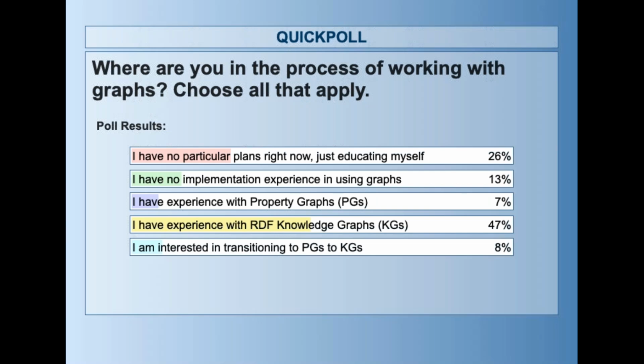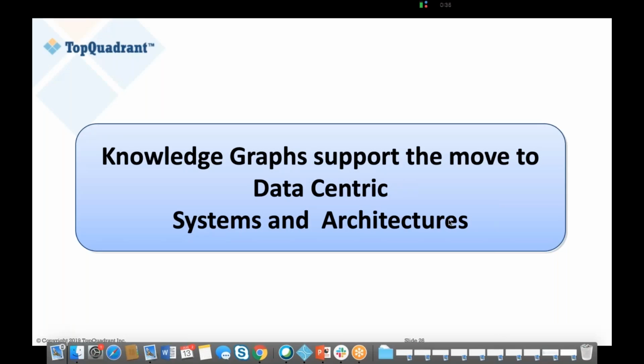Okay, so we've got more people who know RDF than people who know property graphs. Interesting. And those people are interested in transitioning. I'm going to talk about it in a moment, but let me talk first about data-centric architecture.